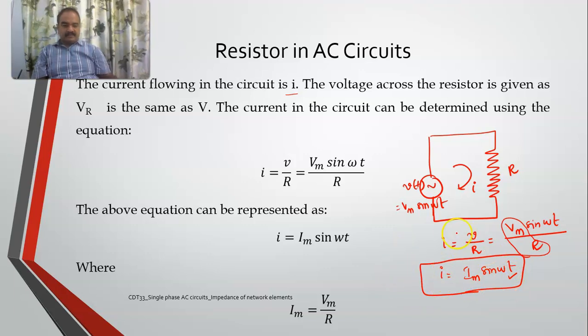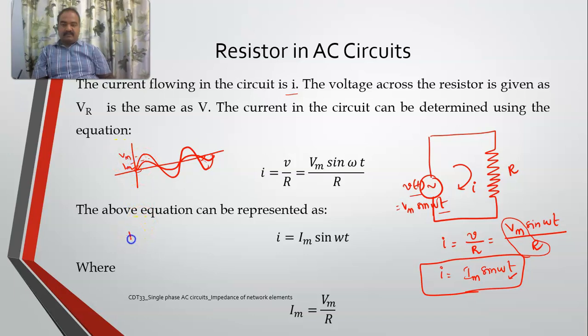Which means that when you allow an AC signal to pass through a resistor, whatever phase angle you have for the voltage signal remains the same for the current signal also. If your voltage signal is like this, then the current signal will also start at the same point and end at the same point. But there will be a difference in the magnitude. It might be like this. There is no phase difference. Both are starting at the same points, but the magnitudes will be different. This is Vm, this is Im.